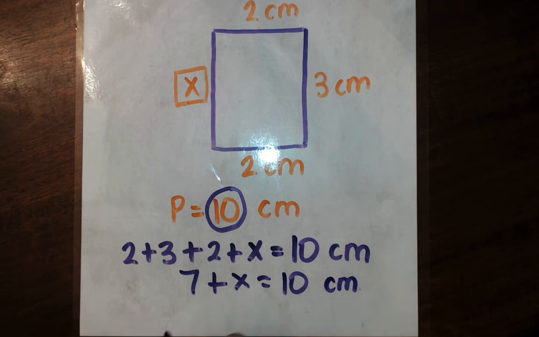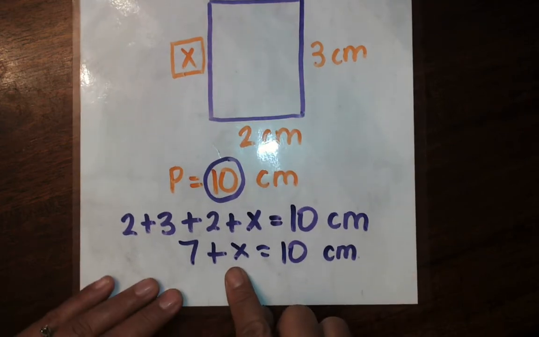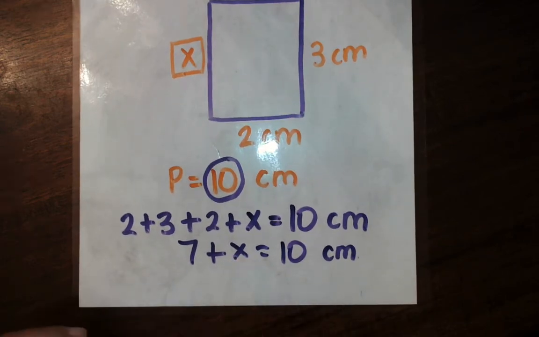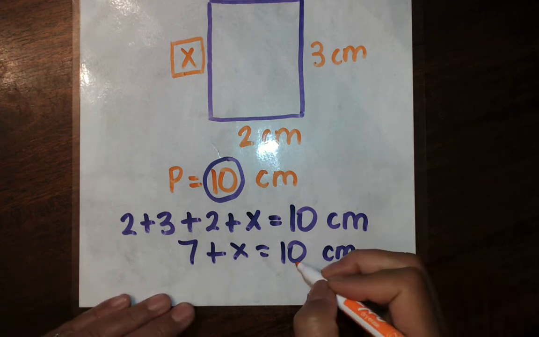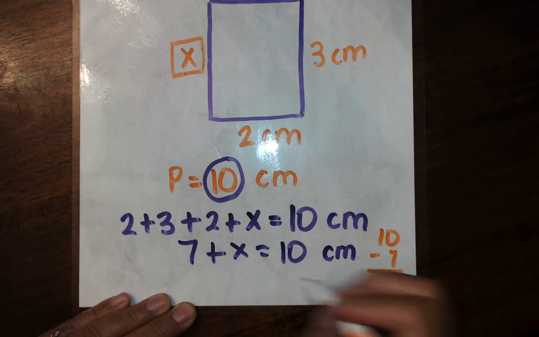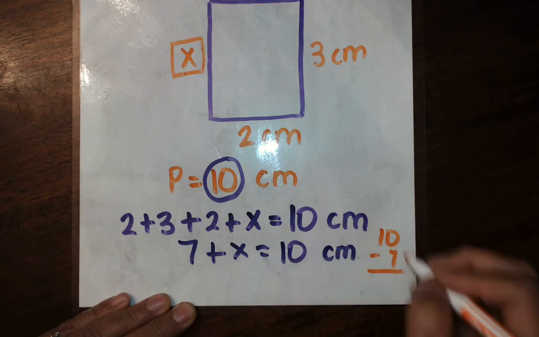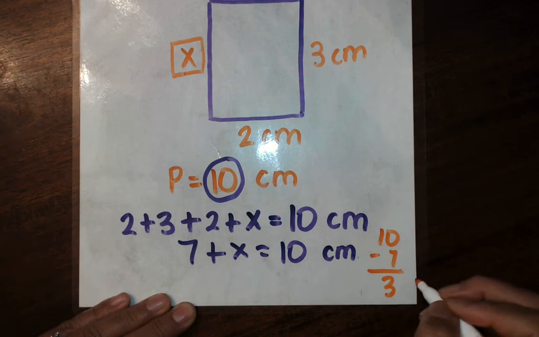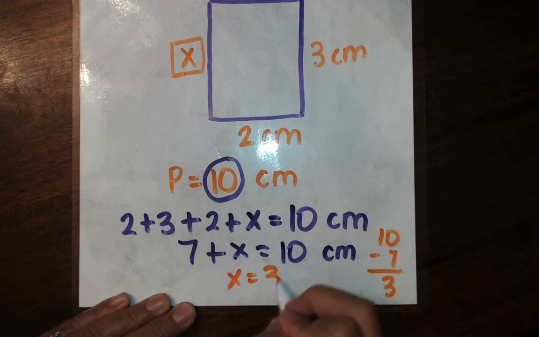Now you can do this two ways. You can either subtract the 7 from the 10 to find out what x is, or you can count up. Start at 7, count up until you get to 10, and you'll find out what x is. To find x, I could solve by saying, if I subtract 10 take away 7, I'm going to get what x is, because whatever's left is what this is. So 10 take away 7 is 3. That means x equals 3.